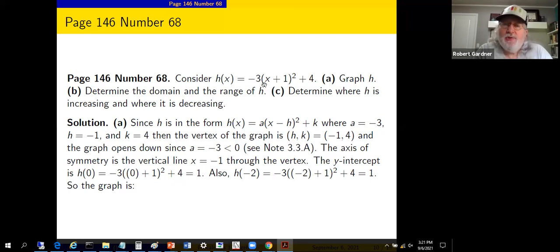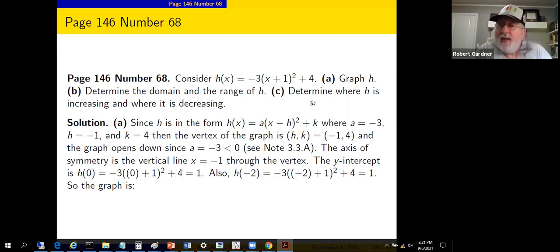X minus h is x plus 1. So we'd have to write this as x minus -1, and so h must be -1. Be careful with the negative signs. Pause the video and think about it. H must be -1. If we look at x minus -1, that'll certainly produce the x plus 1 quantity squared.